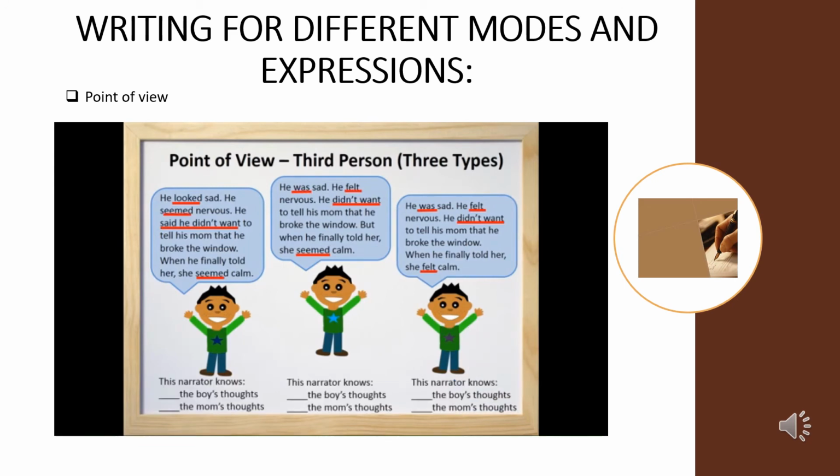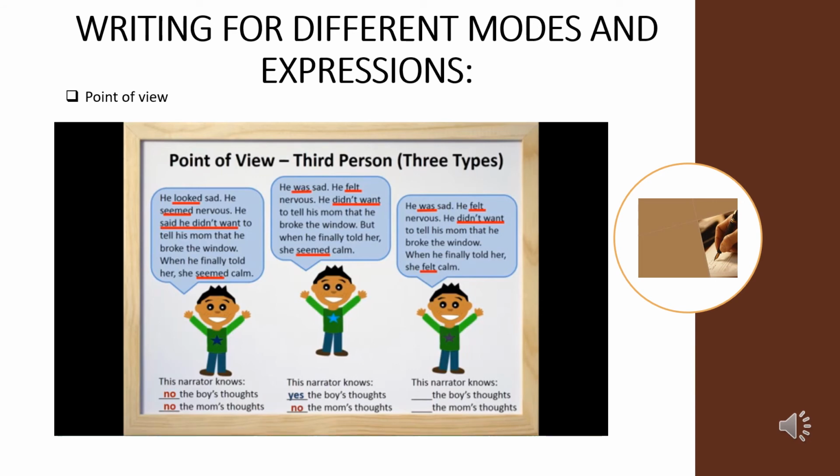Let's write the information that we just discussed. So the first narrator, does this narrator know the boy's thoughts? No, he doesn't. What about the mom's thoughts? No, he doesn't know her thoughts either. Look at the second narrator. Does this narrator know the boy's thoughts? Yes. And what about the mom's thoughts? No, this narrator does not know the mom's thoughts.